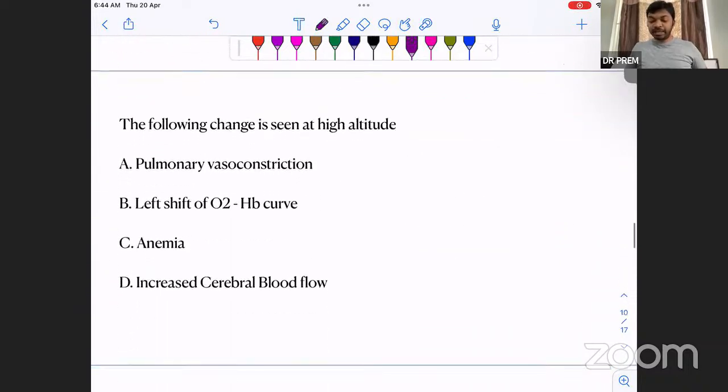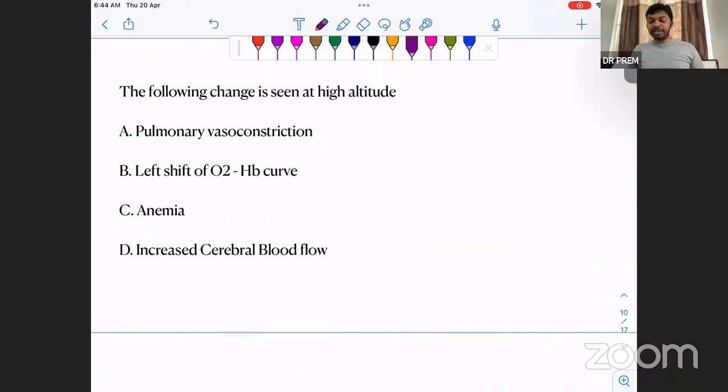We'll take up the next question, people. The following change is seen in high altitude. What change are we going to see in high altitude? Any guesses, any idea? Something is seen at high altitude, people.